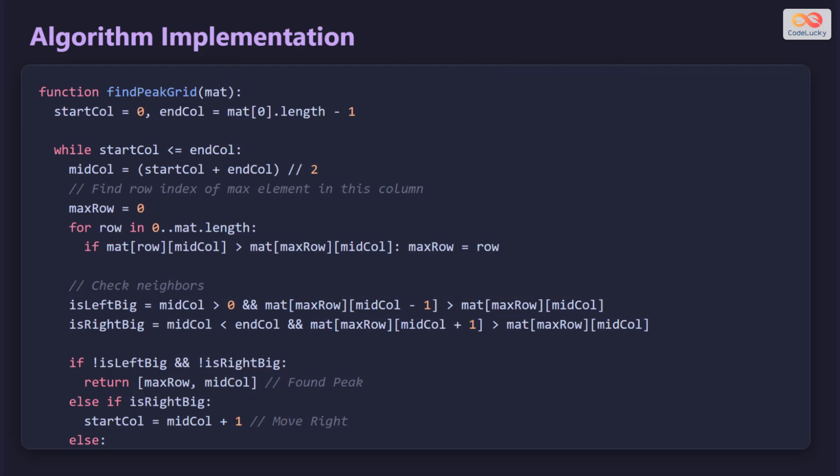Here is the logic in pseudocode. We initialize our start and end column pointers. Inside the loop, we calculate the middle column and find the row index of the largest element in that column. We then check the left and right neighbors. If we found a peak, we return it. Otherwise, if the right neighbor is larger, we move our start pointer to the right. If the left is larger, we move our end pointer to the left.